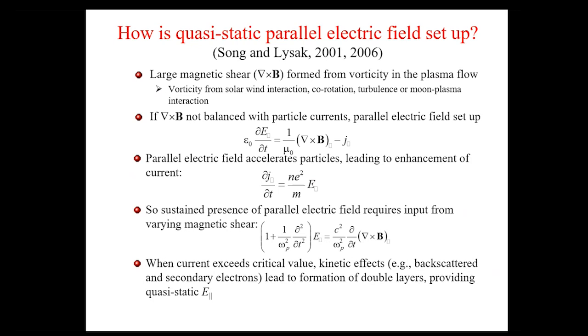And the role of this displacement current term, which we usually don't worry about in MHD, but it has to be there, is to increase this parallel potential, the parallel electric field, which then accelerates, in this case, the electrons, and then that ends up carrying the current. So this whole chain of events is where we end up with parallel electric fields. And then when the current exceeds the critical value, various kinetic effects, in particular the formation of plasma double layers, can provide the quasi-static electric field.